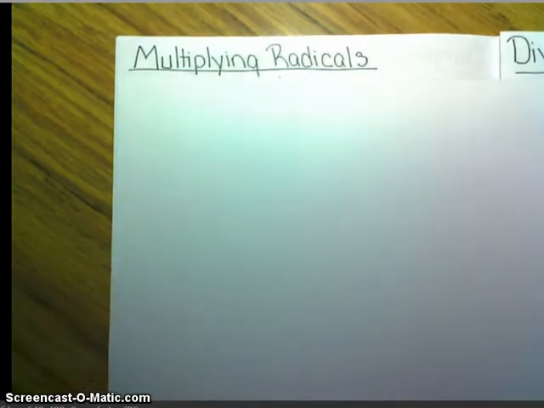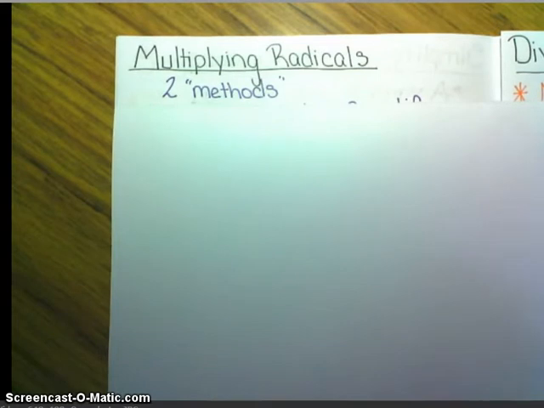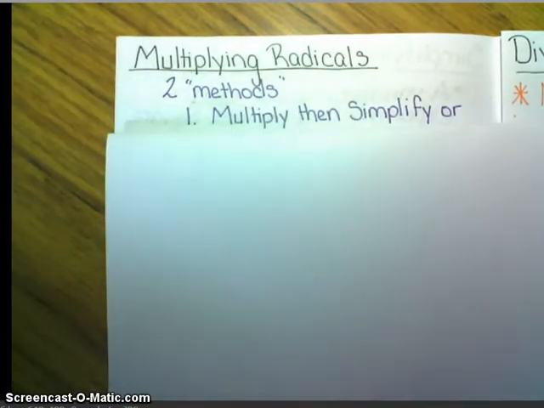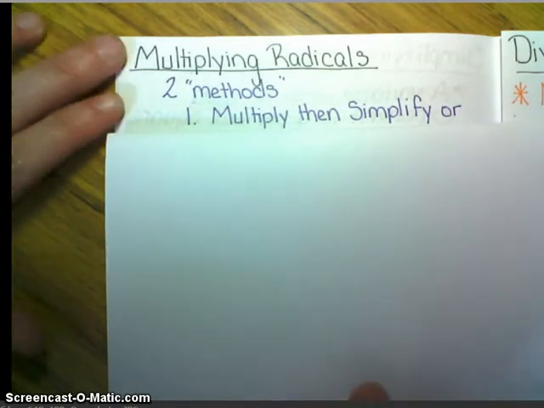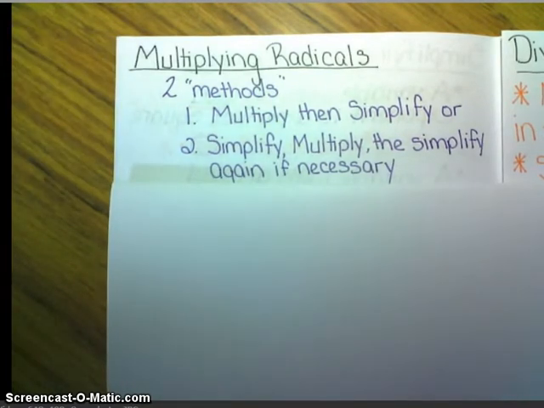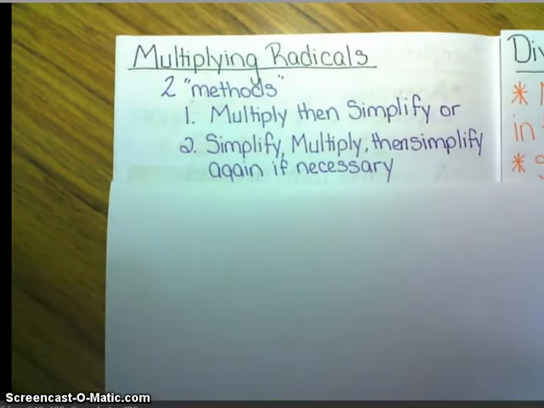Now, there are some rules that we need to go over when we are multiplying radicals. First of all, let's talk about methods. I know you're kind of tired of the different methods. I've got methods in quotations because it's not technically a method, it's really more of a process that you want to take. For multiplying radicals, some people will multiply everything together first and then simplify. Or some people will simplify everything first, then multiply, and then simplify again if necessary.